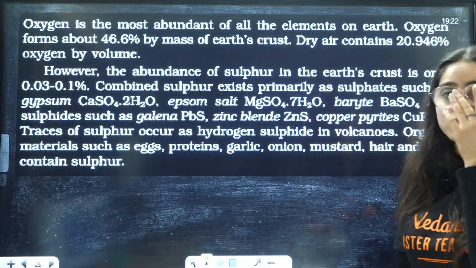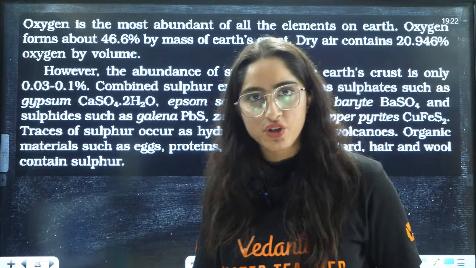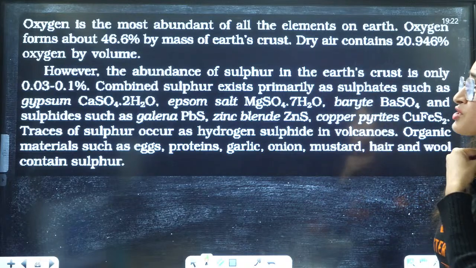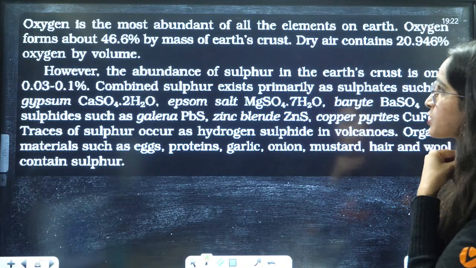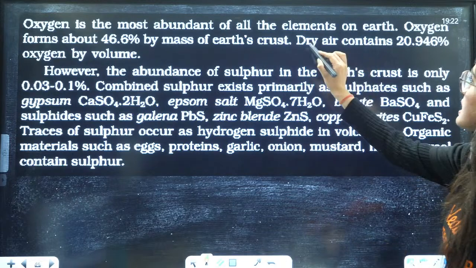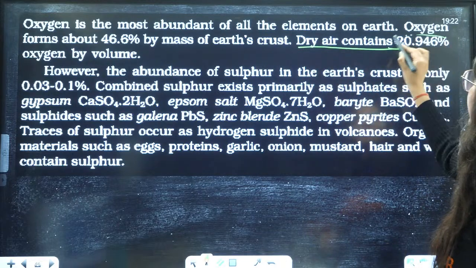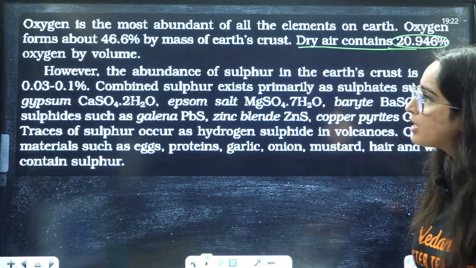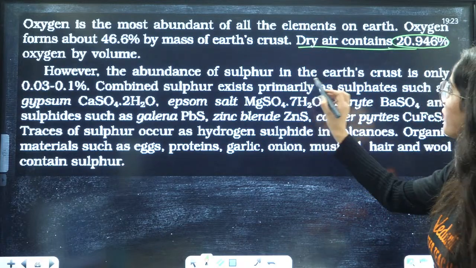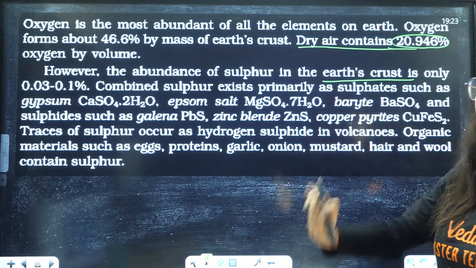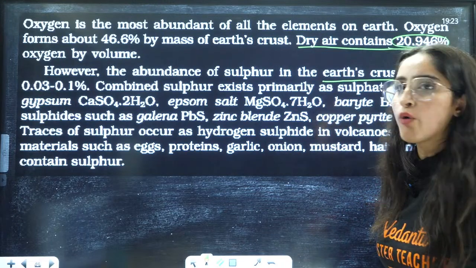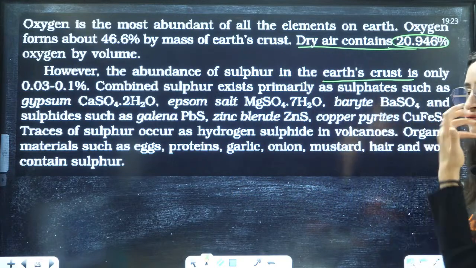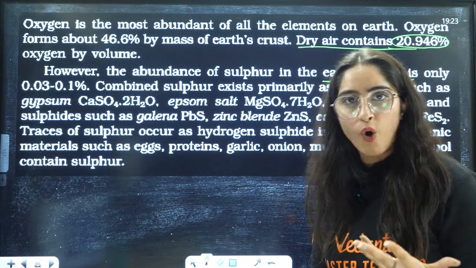Oxygen is the most abundant. Obviously, we breathe oxygen, we require oxygen. On Earth, oxygen forms 46.6% of the Earth's crust. Dry air contains 20.946% of oxygen by volume. However, the abundance of sulfur in the Earth's crust is only 0.03 to 0.1%. Now we have talked about the abundance of oxygen.